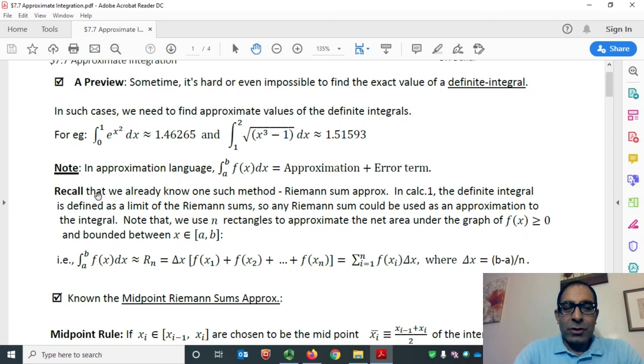Recall that we already know one such method, Riemann sum approximations. In Calculus 1, the definite integral is defined as a limit of the Riemann sums. So any Riemann sum could be used as an approximation to the integral. We can use either left Riemann sums, right Riemann sums, or midpoint Riemann sums.